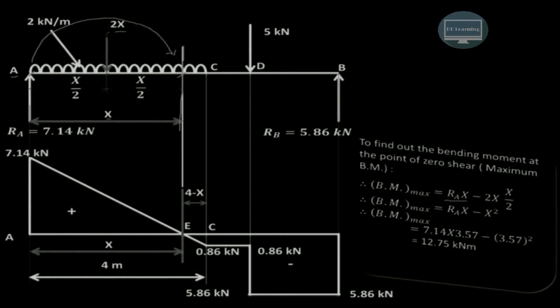And this UDL, which we have converted into a point load, that's 2 into x, is acting in the downward direction and will produce the anti-clockwise moment about this section. So it is negative. 2x is the load and the perpendicular distance is x by 2. So 2x into x by 2, and this 2 and this 2 will get cancelled. So ultimately it is RA into x minus x squared. Substitute the value of RA, which is 7.14, and x that we have already calculated is 3.57, and the square of that. So we get this as the maximum bending moment for this arrangement.